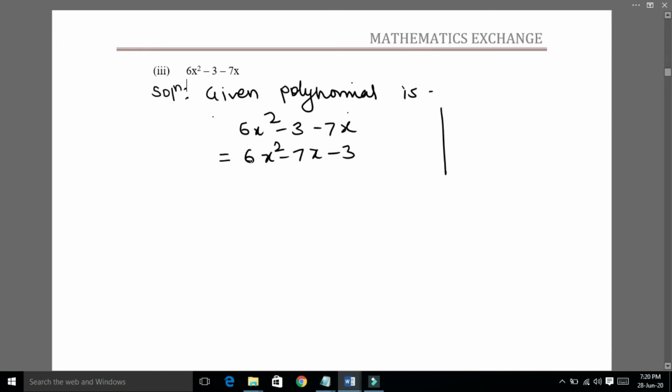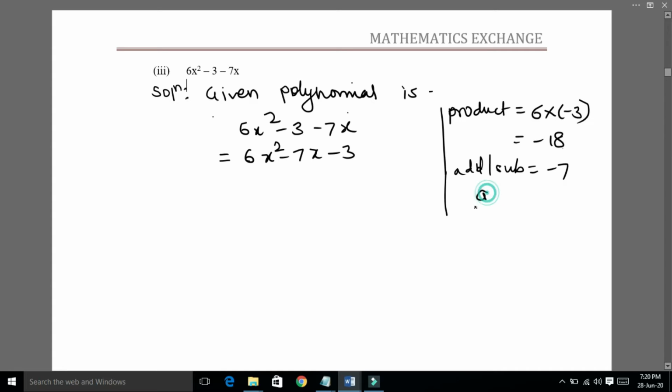Obviously again the square term has a coefficient other than 1, so the product term is 6 into minus 3, that is the coefficient of x square into the constant term, so minus 18, and the addition/subtraction term is minus 7. So the two numbers having the product minus 18 and the difference minus 7 are 9 and 2. Now apply the signs.